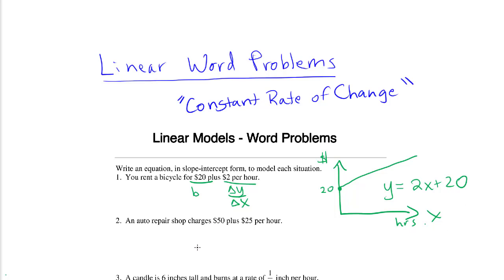An auto repair shop charges $50, that's my fixed fee, plus $25 per hour. That's my delta y over delta x per unit change in hour. Same idea here as before. The equation in y equals mx plus b format is going to be y equals the slope, $25 per hour, times x plus my constant or y-intercept, 50. So it's $50 initially plus $25 per hour.